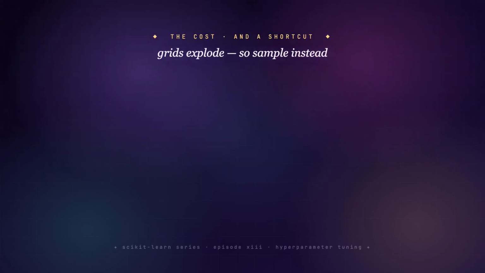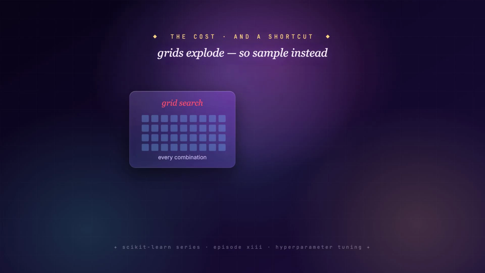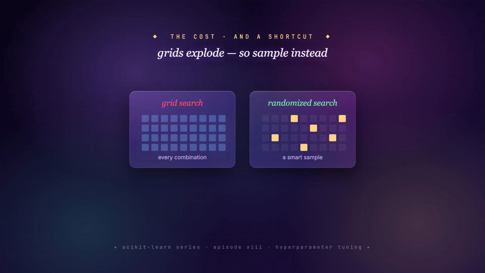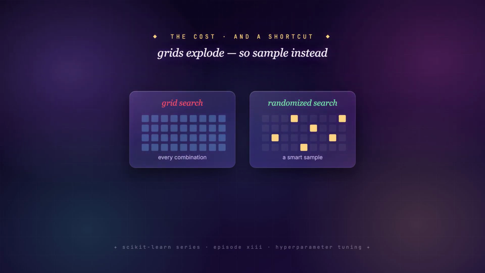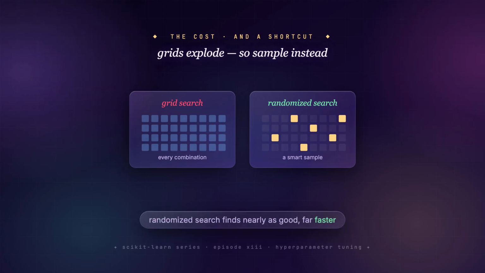But there is a cost. The grid explodes combinatorially: 3 settings here, 4 there, 5 more over there, and suddenly you're training hundreds of models. When the grid gets huge, randomized search is smarter. Instead of trying everything, it samples random combinations and usually finds something nearly as good for a fraction of the effort.